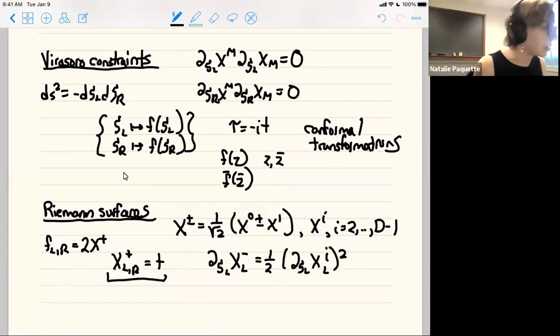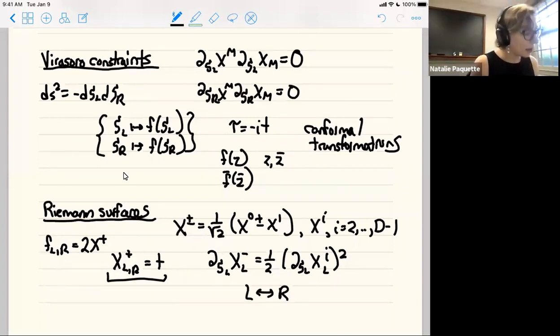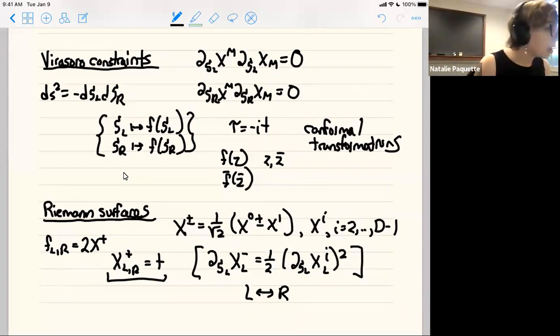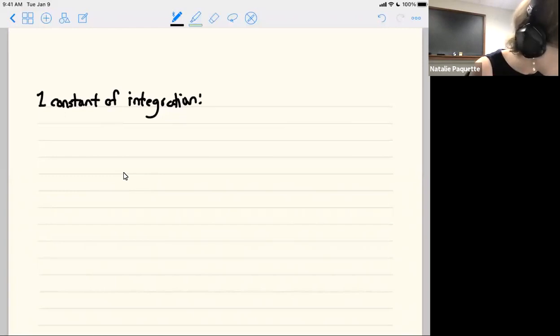Similarly for its right moving part, there's also a right moving Virasoro constraint. And now with this gauge fixing, the Virasoro constraints are linear in x minus. So you can solve them. You can solve for x minus in terms of the other scalars, the Xi's. And that's another simple computation that I encourage you to do at home. That will solve for x minus with only one undetermined constant of integration. So there is one constant of integration left over from solving the Virasoro constraint, and I'm going to call it little x minus.